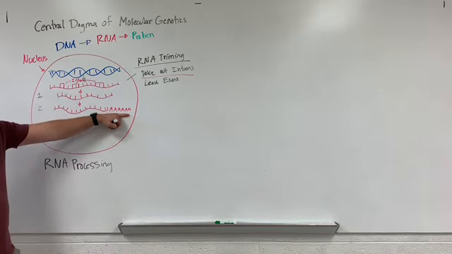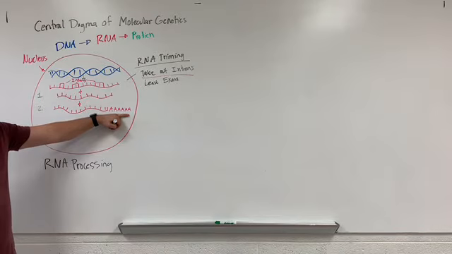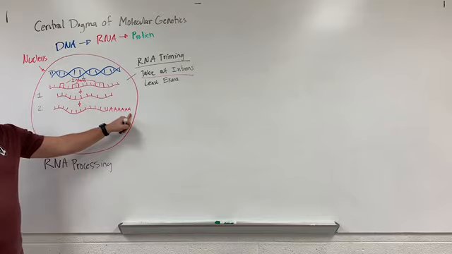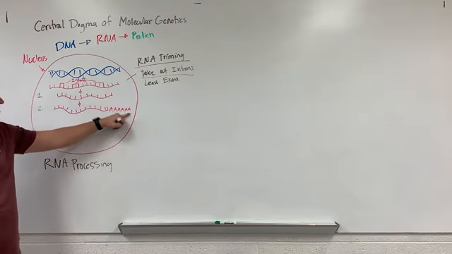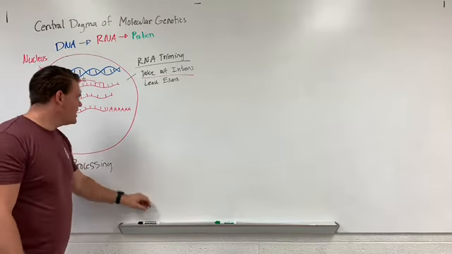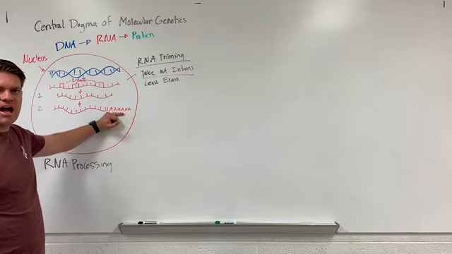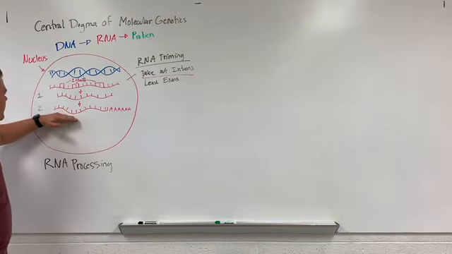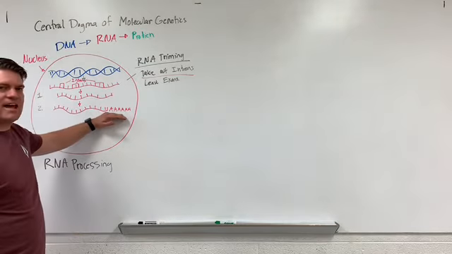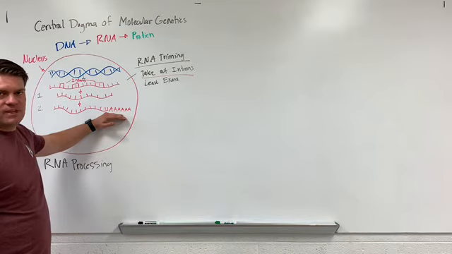So what we do is we add on a whole bunch of adenines to the very end of our RNA transcript. We write these as AAAAA, and there's a whole bunch of these. The reason we do this is that it acts as a time clock on how long this transcript is going to last out in the cell.